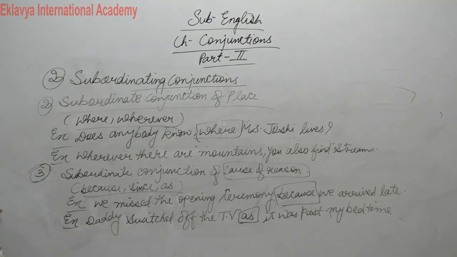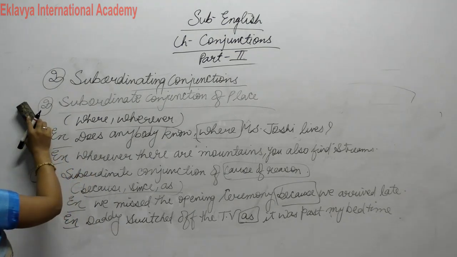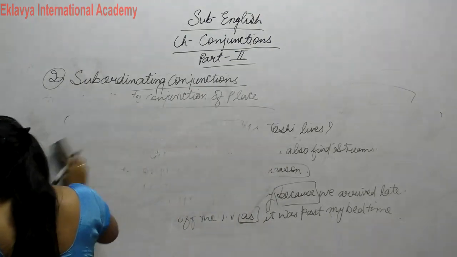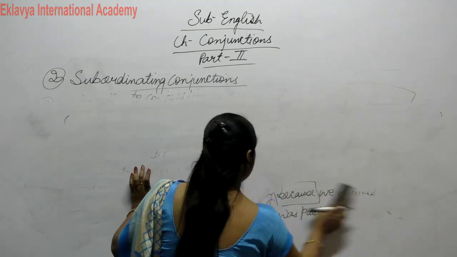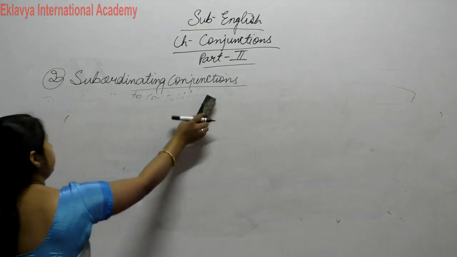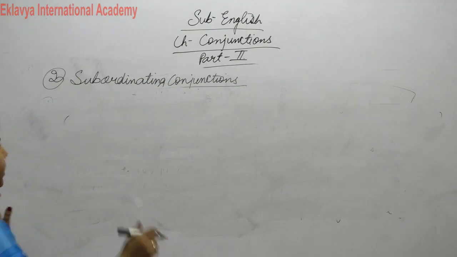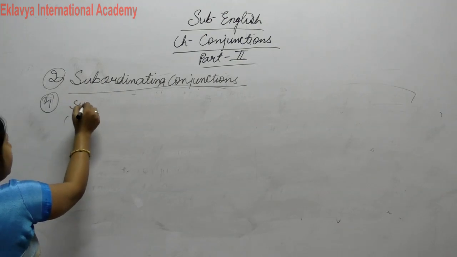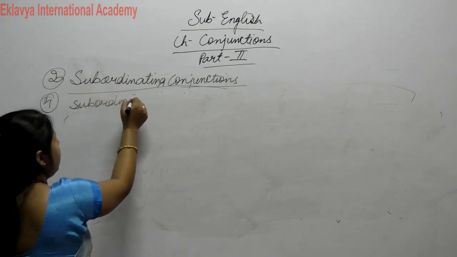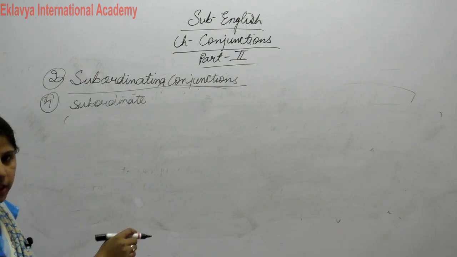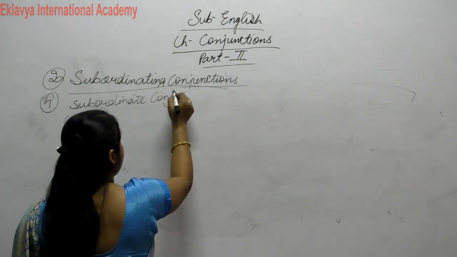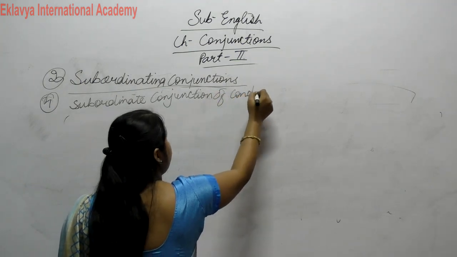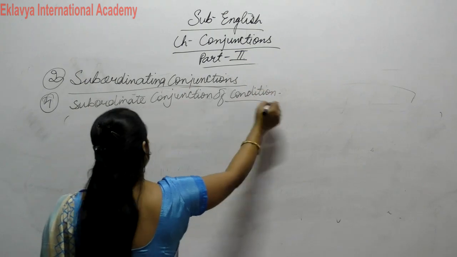So three kinds of subordinate conjunctions are completed. Everyone note down each and every kind properly. Now next, write down: fourth is our subordinate conjunction of condition. Subordinate conjunction of condition. Clear?